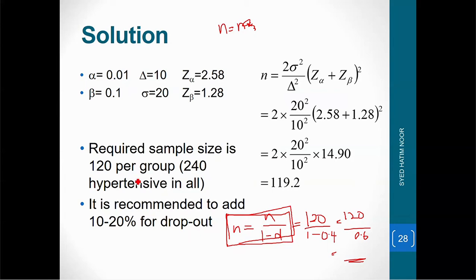You have to add. For example, your calculation is 120 per group. You have to add 10 to 20%. So how to add this value? Using this formula. For example, I decided to take 20%, so this is a 20% dropout rate. So 120 divided by 1 minus 0.2, so 120 divided by 0.8. Okay, I understand, thank you.